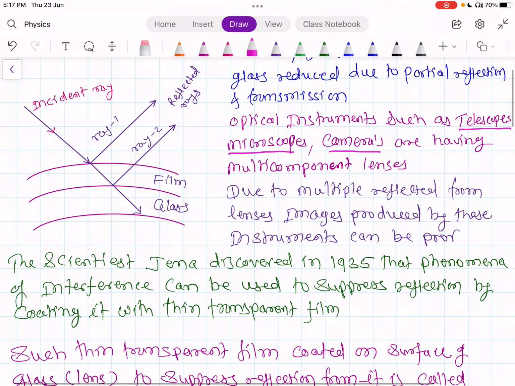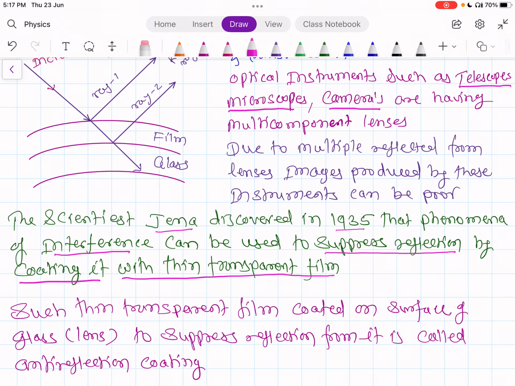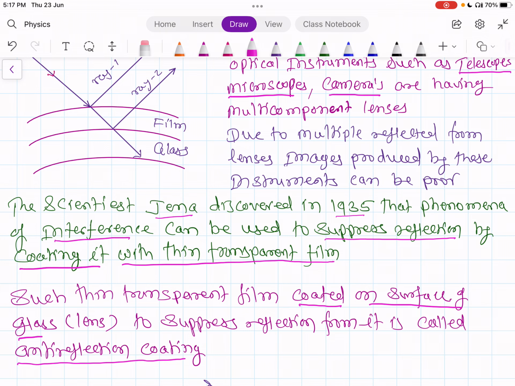So what happened in the year 1935? Scientist Jena discovered that the phenomenon of interference can be used to suppress reflection by coating the surface with a thin transparent film. You can suppress the reflected light by coating it with a thin transparent film. Such a thin transparent film coated on the surface of a glass lens to suppress the reflection from it is called an anti-reflection coating.